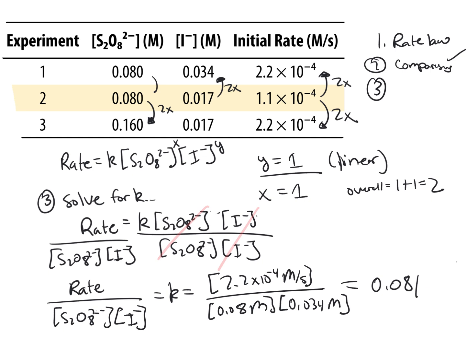The number here works out to 0.081, and if we look at the units now, we have molar per second on top. That's going to cancel one of our molars, and we have 1 molar left on the bottom, and we always have that seconds on the bottom. So 0.081 per molar per second. Always remember to keep track of those units when you get to these on quizzes and exams.